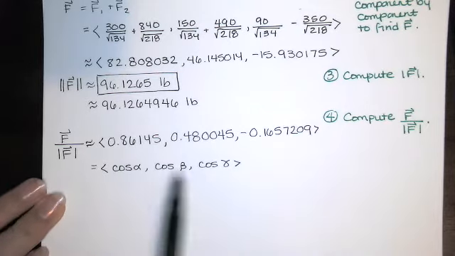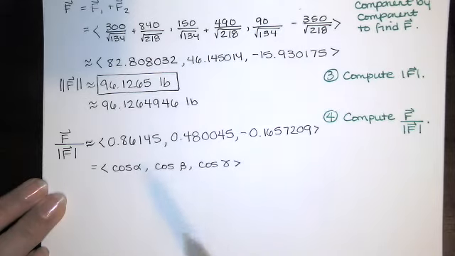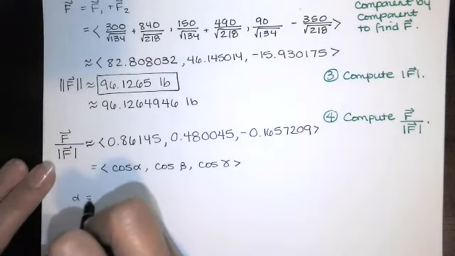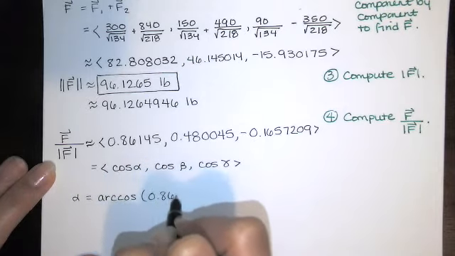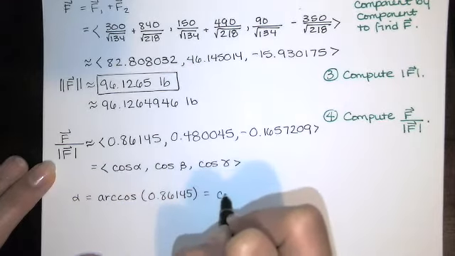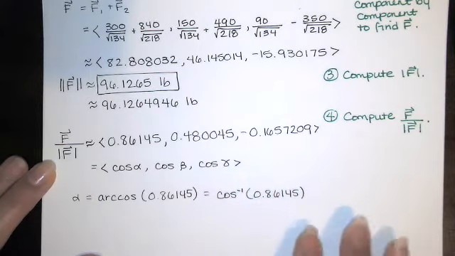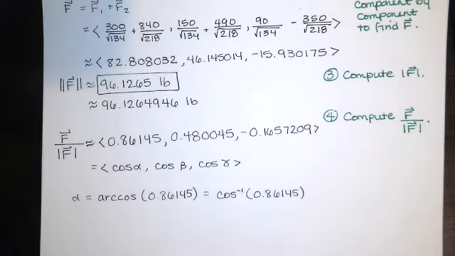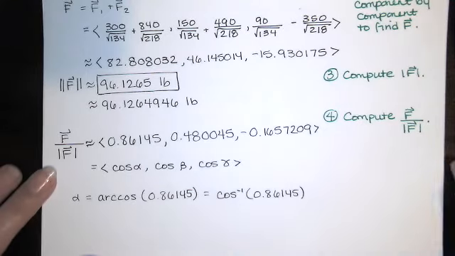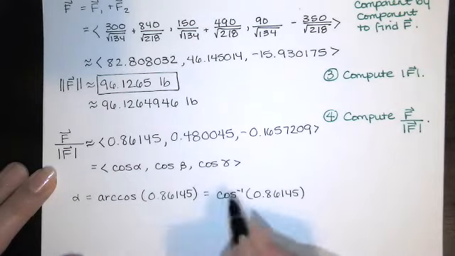So if I want alpha, beta, and gamma, all I have to do is set this equal to this and solve for alpha by taking the inverse cosine of both sides. So alpha is the arc cosine of 0.86145. Or if you're looking at your calculator, it looks like a cosine to the -1. That means inverse cosine. I don't like that notation though because it also looks like 1 over cosine, and that's not secant. So you need to be really careful. So that's our alpha, the inverse cosine of this, or the arc cosine of that.